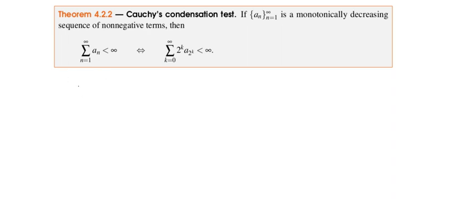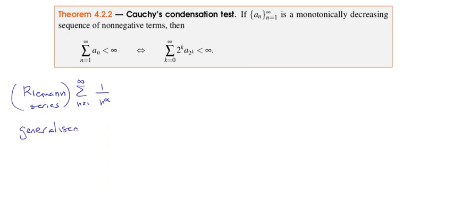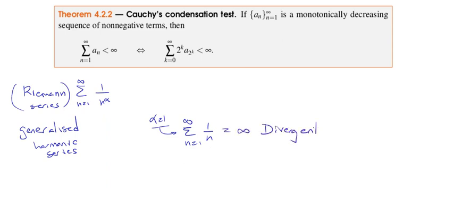So the first one is this series. This is what we call the Riemann series. It's also called the generalized harmonic series. It's easy to see that if alpha is 1, then this is the harmonic series that we have seen, 1 over n, and we know that this is divergent. But what happens for other values of alpha? Is this convergent or divergent?